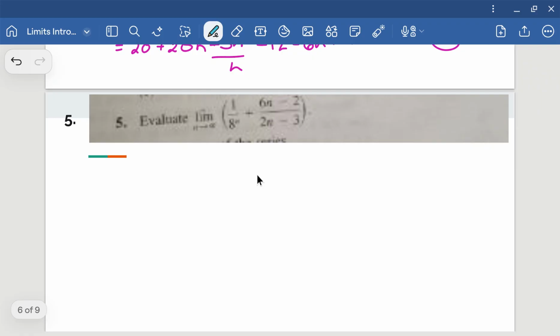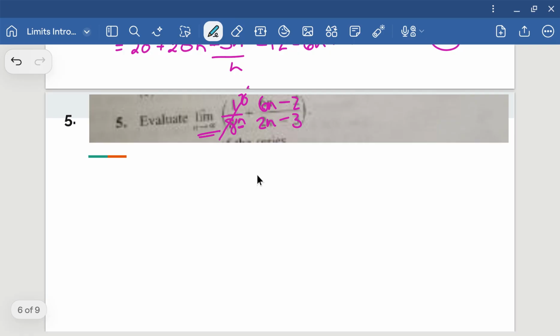Moving on. This one just says evaluate. So we have 1 over 8 to the power of n plus 6n minus 2 over 2n minus 3. So with this one, what we're going to do is realize that if you plug in n to equal infinity, then this is one of those that if this number is going towards infinity, the denominator is getting bigger and bigger, and this whole thing tends towards 0. So we can take that away. Then we have 6n minus 2 over 2n minus 3.